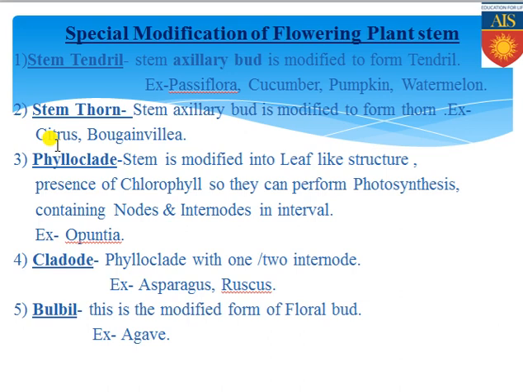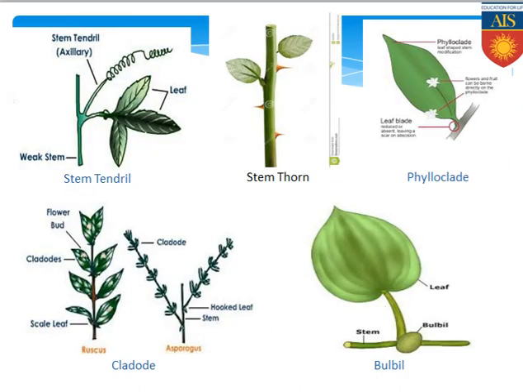Coming to the last special modification of the stem, that is the bulbil. Keep in mind, we all know what a floral bud is. Floral bud means a bud-like structure from where the flower is arising. In some plants, the floral bud gets modified and forms a swollen structure, modified due to the deposition or storage of food. So this is called a bulbil, which has been modified due to food storage. Example is agave. So these are the special types of modification which can be found in a flowering plant stem.